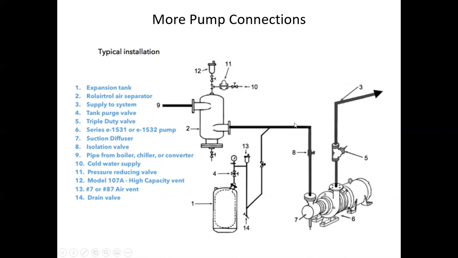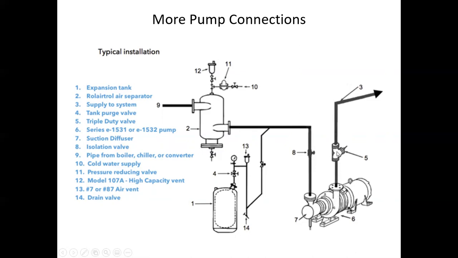And if you have a situation like this where things are coming down and you've got a bunch of elbows, your velocity profile is going to be all chopped up with a bunch of turbulence going into the pump, and that can affect pump performance. So you can simply put a suction diffuser on there, and it eliminates a lot of that turbulence and gives a nice smooth velocity profile into the pump, and really helps the pump operate.